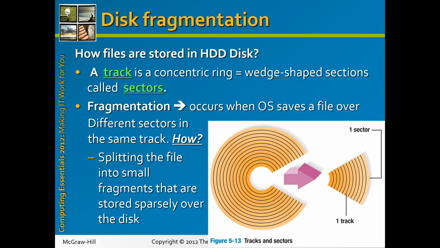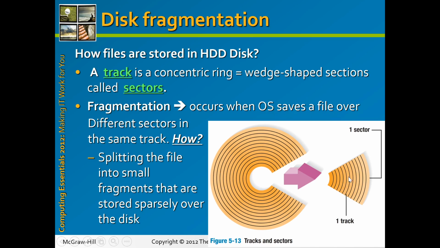In the HDD, the mechanical kind of hard disk, we have what we call a track. As the figure here illustrates, all of these circles, each of them is called a track. It is a ring, which is divided into wedge-shaped sections called sectors. This piece here is called a sector. All right, so fragmentation occurs when an operating system tries to save a file over different sectors.